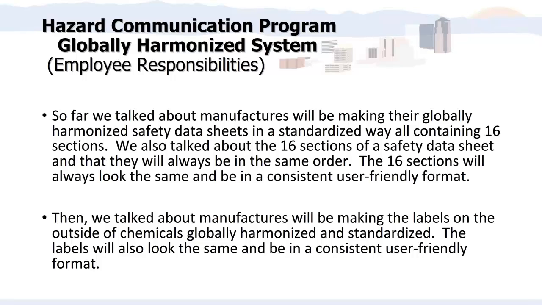So far we have talked about manufacturers making their globally harmonized safety data sheets in a standardized way as of 2013, and that they will have 16 sections. We also talked about the 16 sections of a safety data sheet, and that these sheets will always be in the same order and will always be in a consistent user-friendly format. We then talked about manufacturers making the labels on the outside of chemicals that are globally harmonized and standardized. The labels will also look the same and be in a consistent user-friendly format.